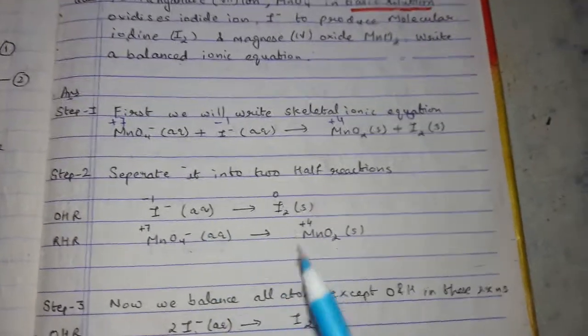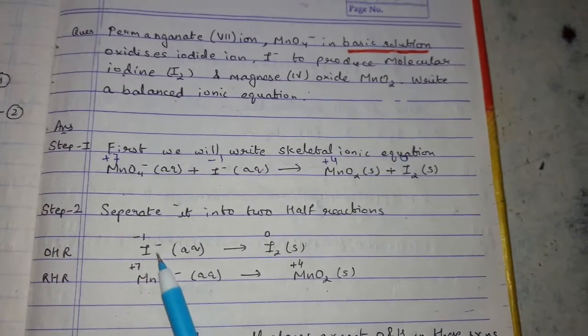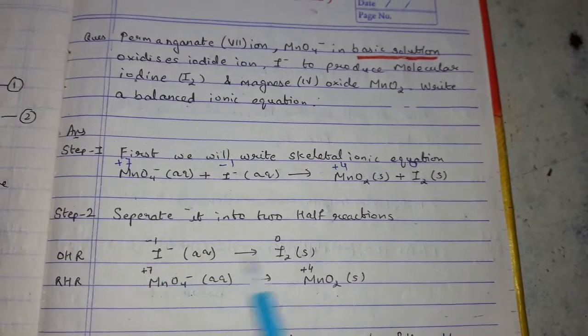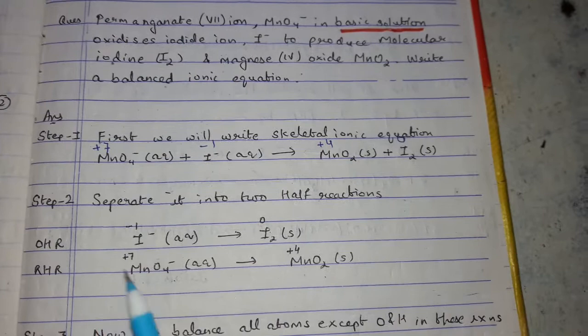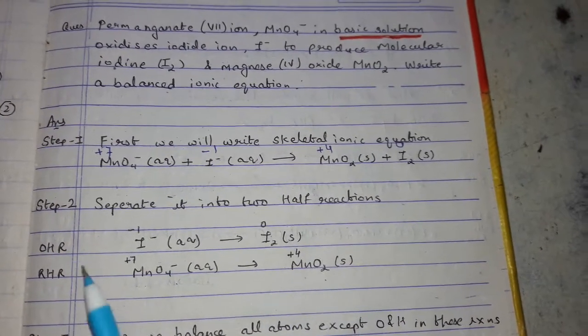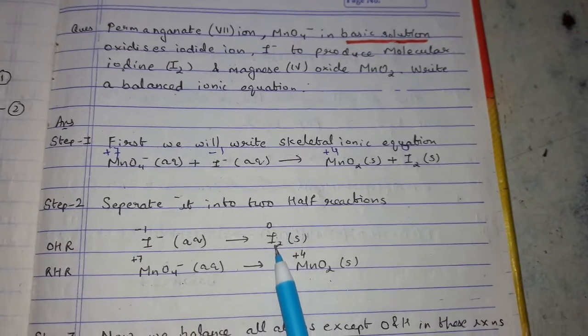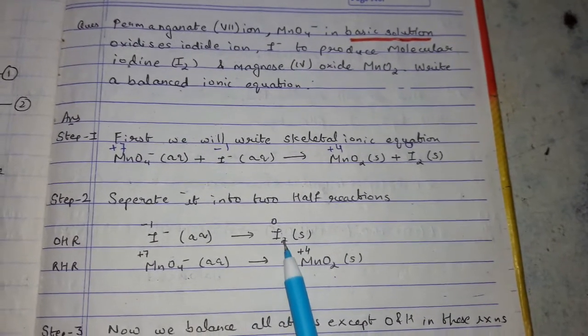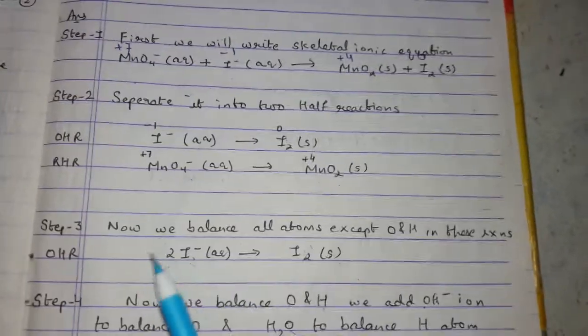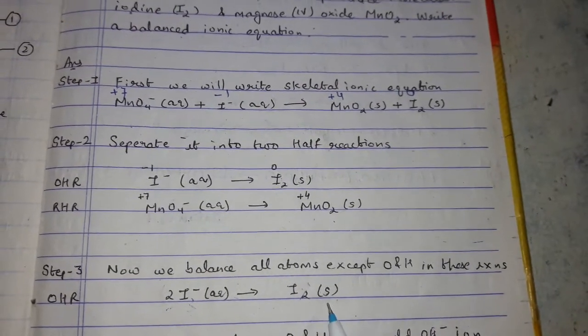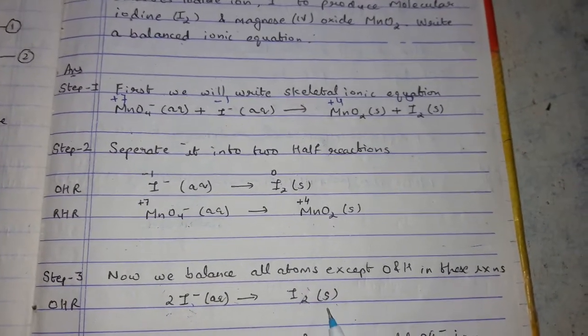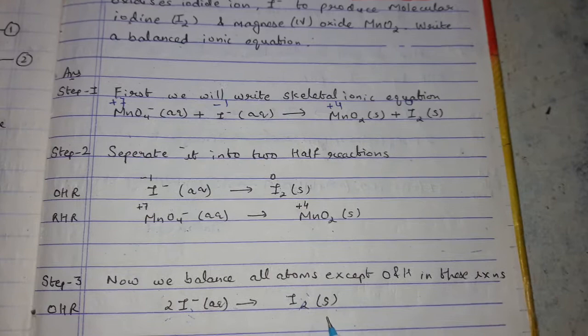Now next step is we will balance all atoms other than oxygen and hydrogen. In reduction half reaction manganese is already balanced, but in oxidation half reaction there is only one atom of iodine. Here there are 2 atoms of iodine. So we will balance iodine by putting 2 over here. We get 2 I negative gives I2. Now next step is we will balance oxygen and hydrogen.